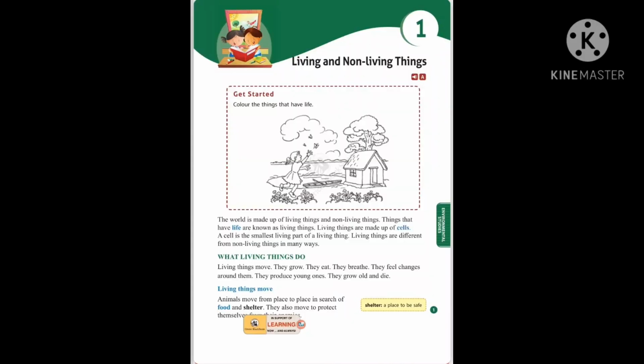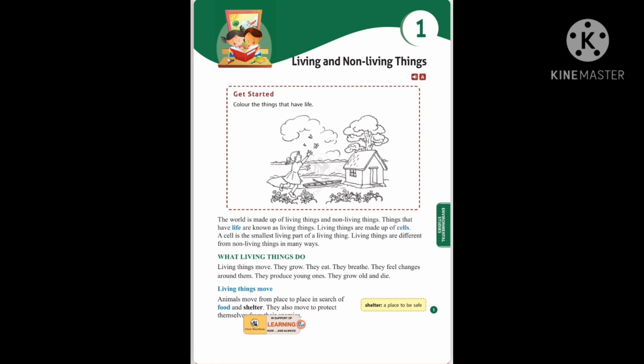Children, before starting today's session, let's read the textbook. Then take your textbook, open it and take page number 1 from EVS. The world is made up of living things and non-living things. Things that have life are known as living things. Living things are made up of cells. A cell is the smallest living part of a living thing.